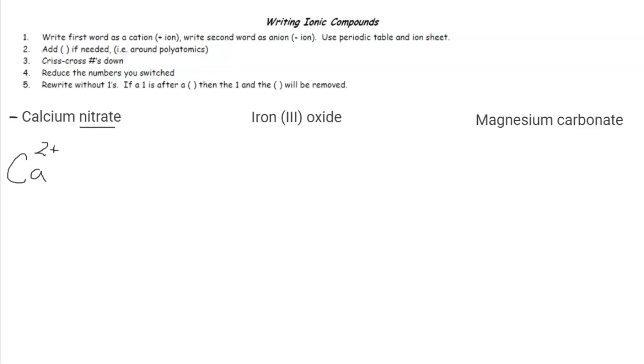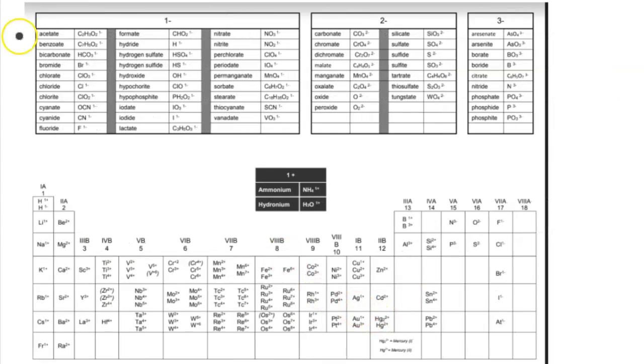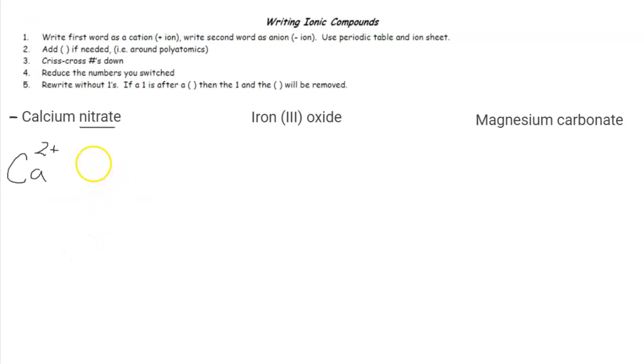So I go back to that periodic table and I look at my ions. I find nitrate is right here. It's a little small in the video, but you've got your own periodic table with ions. It's NO3 with a -1. So to write nitrate, I write the formula NO3 and I put the charge -1 up top. Now this is a polyatomic ion, so I'm going to put a set of parentheses around my polyatomic ion formula, the NO3, because it cannot change. That has to stay together. So I'm adding those parentheses if I need to.